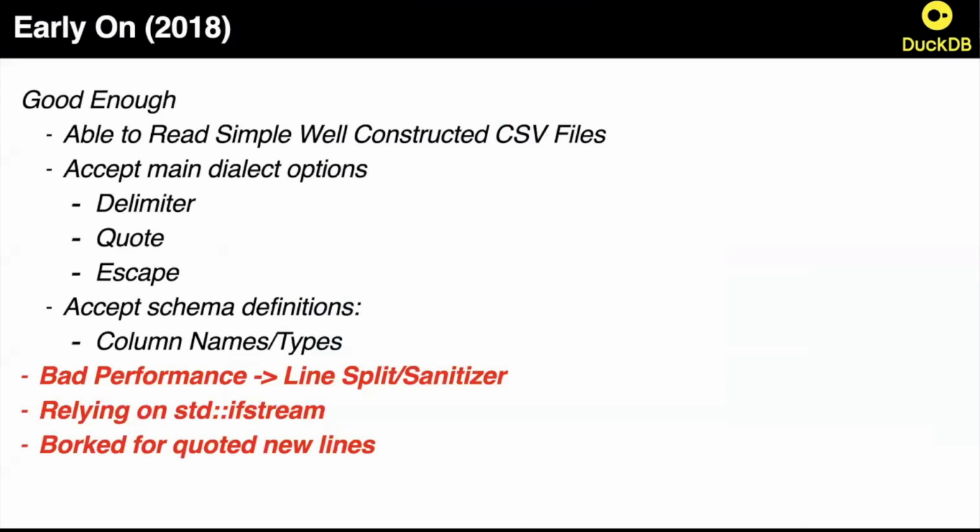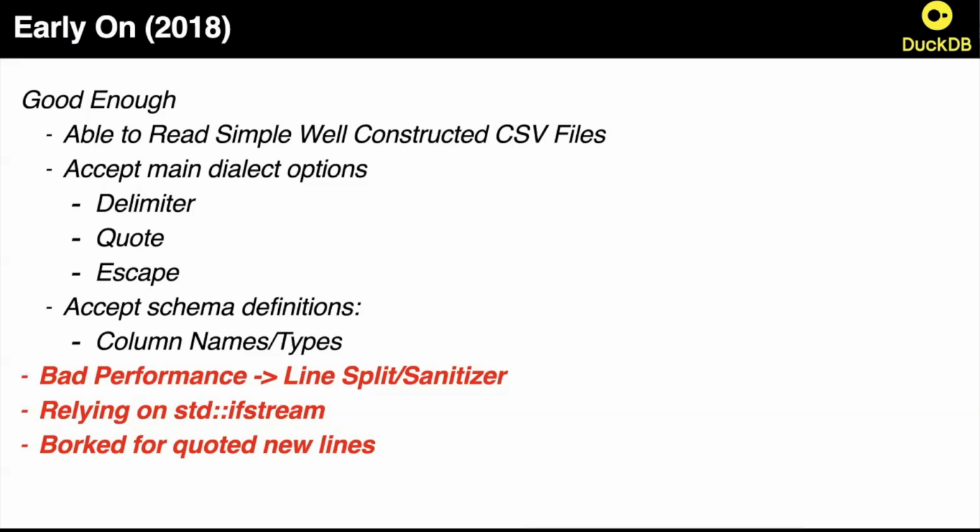At that time, I was like, okay, it's able to read simple, well-constructed CSV files. I say simple because if you go to quoted new lines, this of course gets borked. It accepted the main dialect options, so the delimiter, quotes and escapes, the user could define these. Of course, you also need schema definitions. So this is basically a copy from function, right? So your table is already created, you already know the names and types and so on.